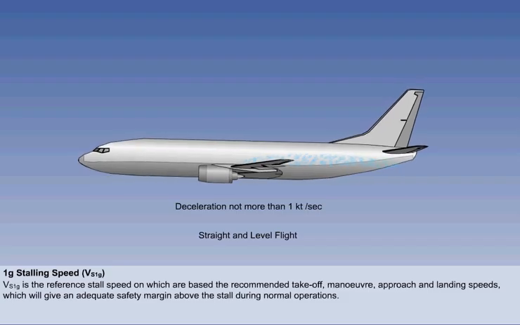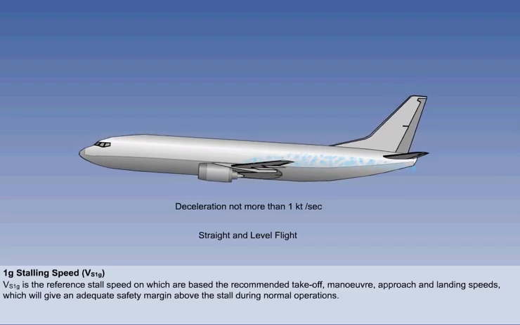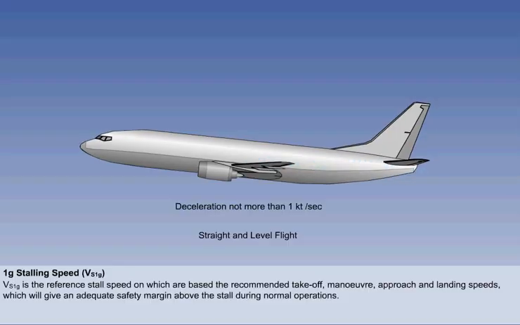However, it has been shown that if an aircraft is flown straight and level, and the speed reduced at a rate of not more than 1 knot per second, then it is possible to identify the CAS at which it stalls, which will be a 1G stalling speed. This reference stall speed is the speed on which are based the recommended takeoff, maneuver, approach and landing speeds, which will give an adequate safety margin above the stall during normal operations.